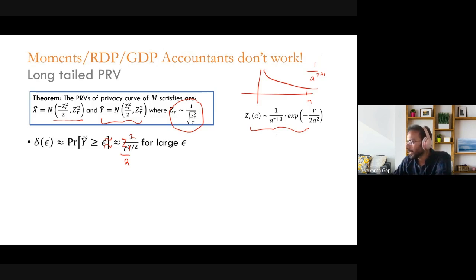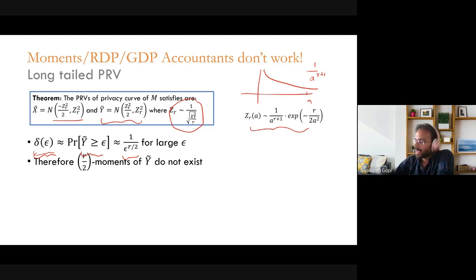So in fact, we can show that this y tilde has tails which are like 1 over epsilon. So the probability that it is larger than epsilon is like 1 over epsilon to the r by 2. So it does not decay exponentially with epsilon, it only decays polynomially. So it also tells us how the delta has to behave with the number of JL projections. It comes in the exponent, but it only decays polynomially. So this also gives us some intuition about how the number of JL projections will affect our privacy loss.